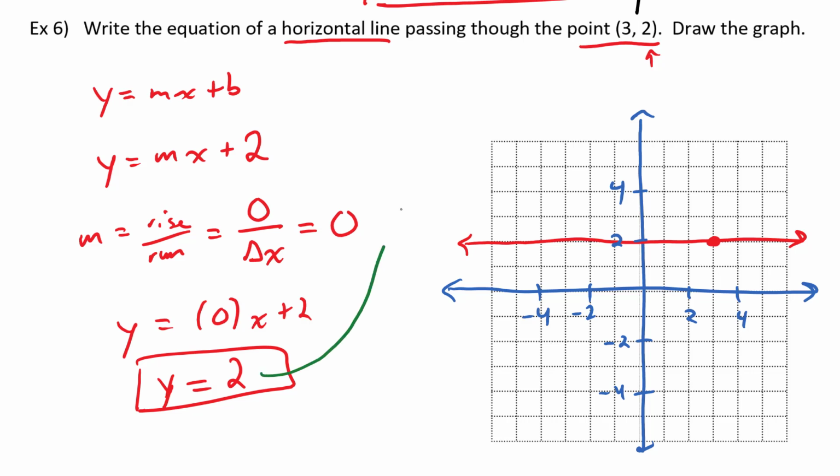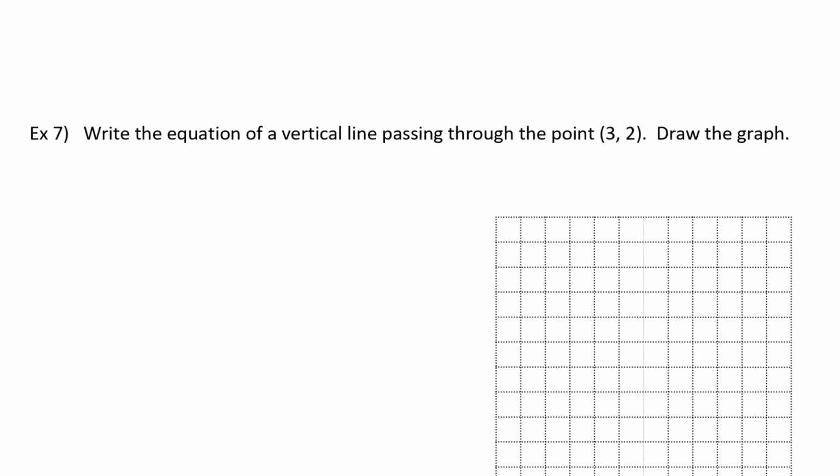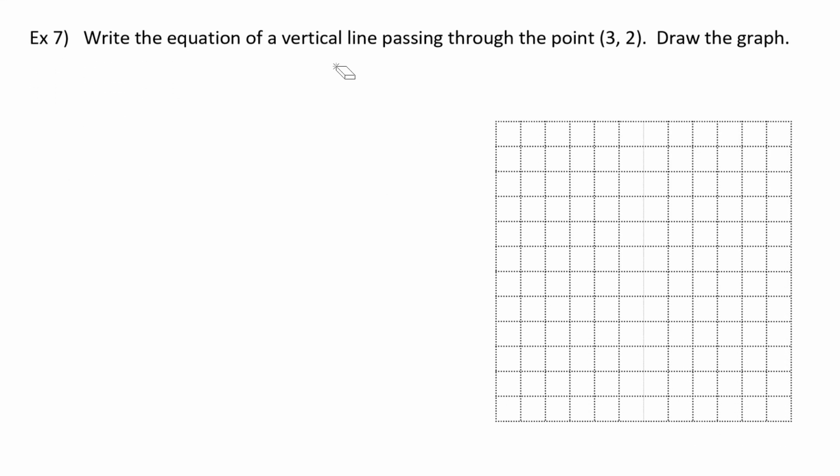Notice we are just using that point right there. Y is equal to 2. It's always equal to 2. Never changes. We looked at a horizontal line. Now let's look at a vertical line that passes through this point right here.